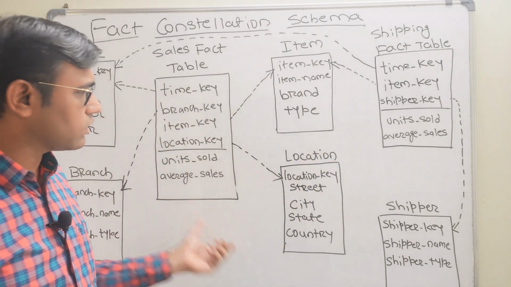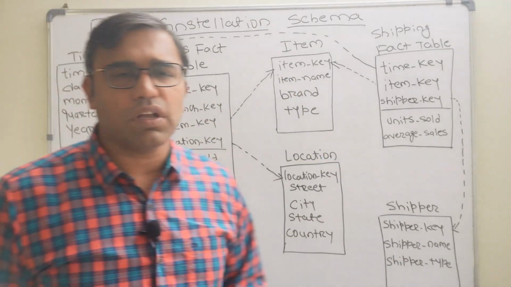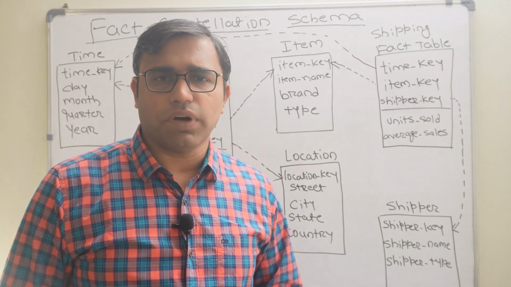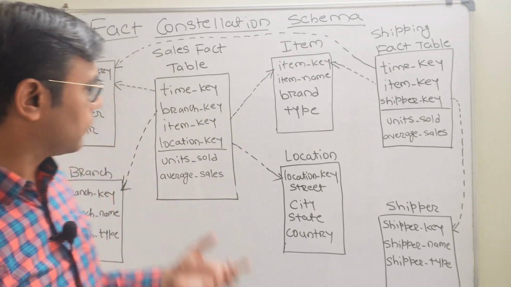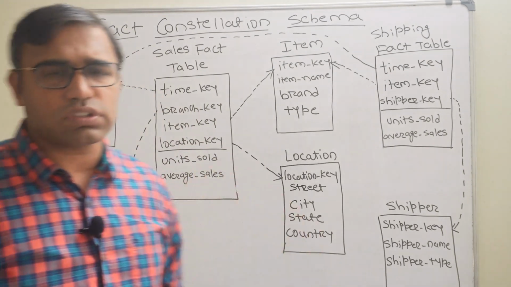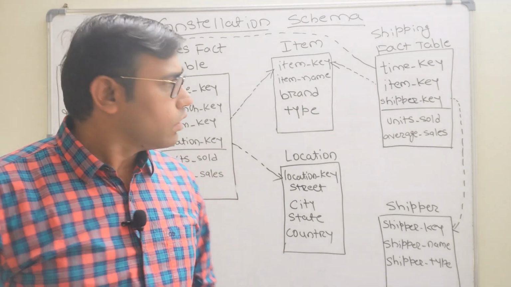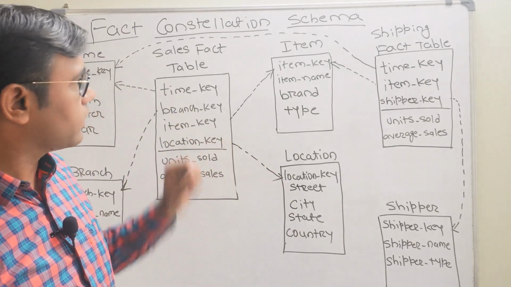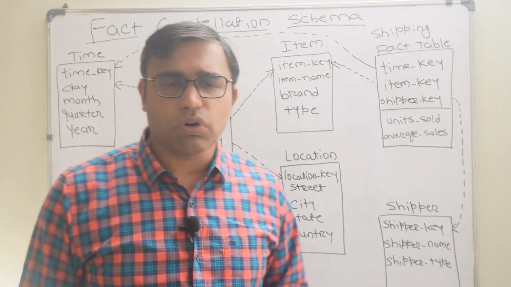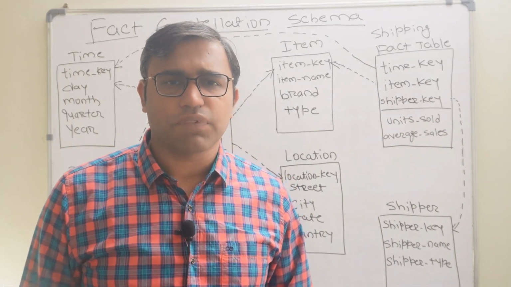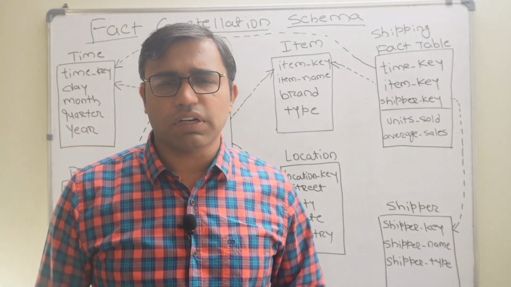Fact constellation schema contains multiple fact tables, while in star schema there is only one fact table. Splitting the star schema into one or more star schemas is called fact constellation schema. So why are there multiple fact tables? If there is more than one fact table, then it is called fact constellation schema. But the reason is, why are there multiple fact tables?